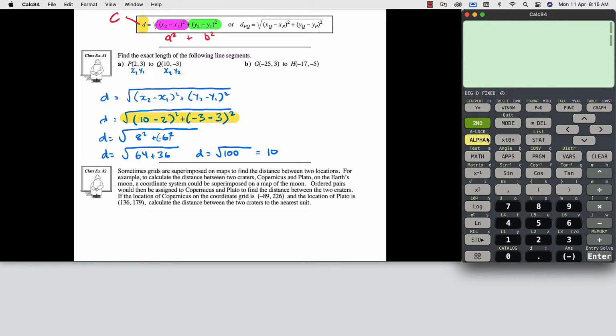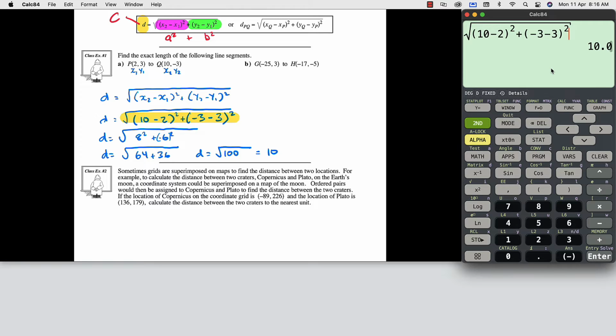Okay, so this is going to be the square root of bracket 10 minus, so don't forget this is the minus over here, 2, close the bracket, square, plus, open another bracket. Now negative is not the minus sign, it's this one down here, so negative 3 and then minus 3, close the bracket, square it, and you can see that we get a value of 10.